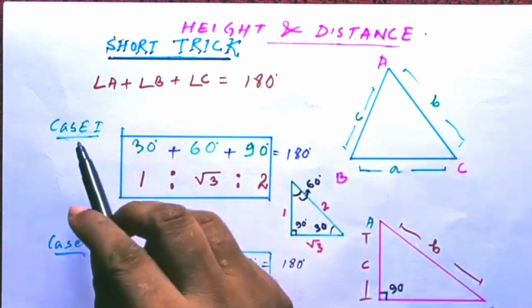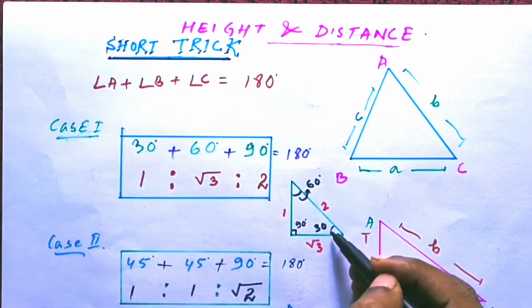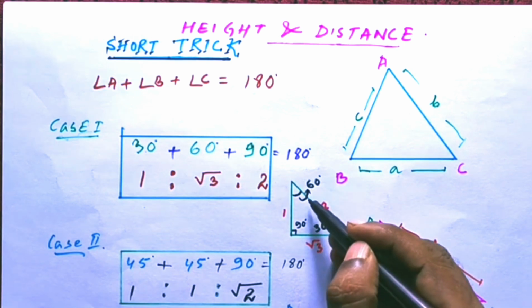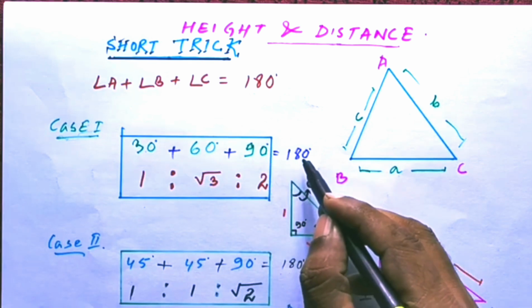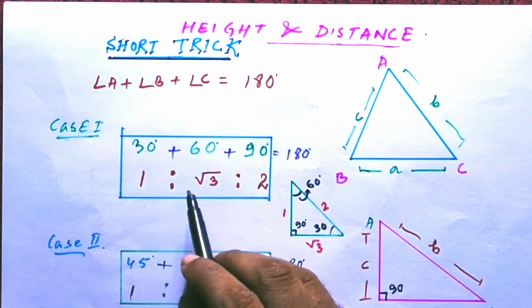So we have two cases for tricks. In a right triangle, if one angle is 30 degrees, and we have another angle of 90 degrees, then the remaining one will be 60 degrees. So we write 30 plus 60 plus 90. Its total is 180 degrees. So our technique is that the side ratio is 1 : √3 : 2.